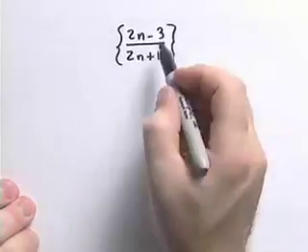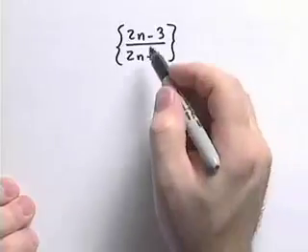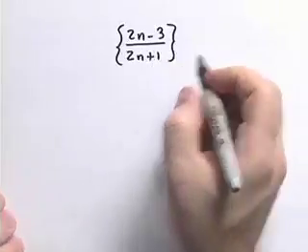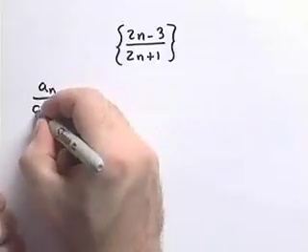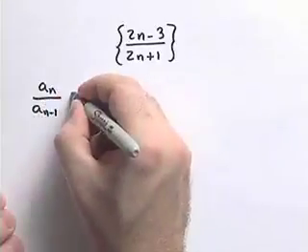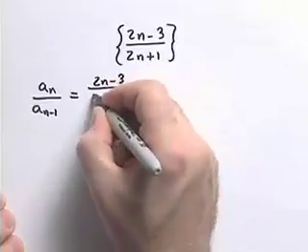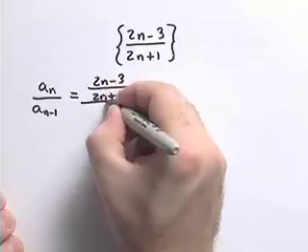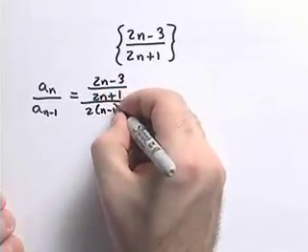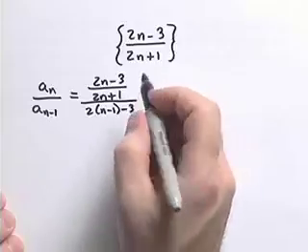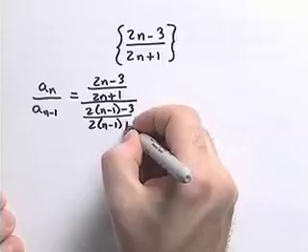So again, here is our general form. To determine whether this sequence is geometric, we need to look at the ratio of consecutive terms. That is, we want to check a_n divided by a_(n-1). In this case, we'll have (2n - 3)/(2n + 1), all of that divided by (2(n - 1) - 3)/(2(n - 1) + 1).